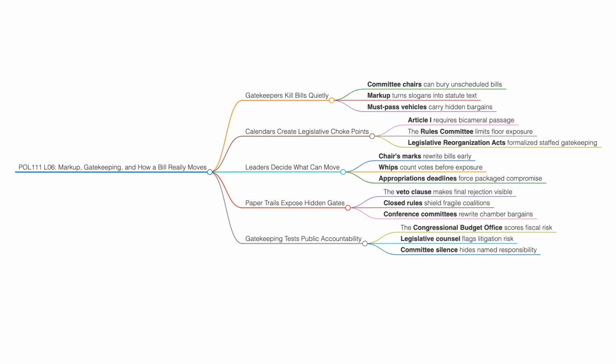In the building, the first fight is over whether a proposal ever survives committee jurisdiction, markup, scheduling, and floor access long enough to reach that constitutional sentence. And the chamber rules and customs became tactical weapons because Congress needed ways to ration time and control exposure.